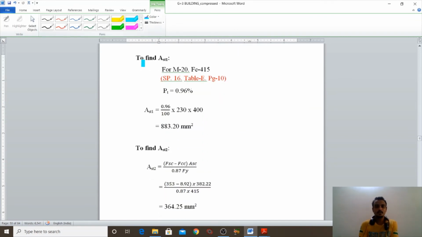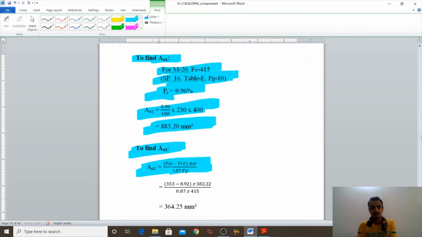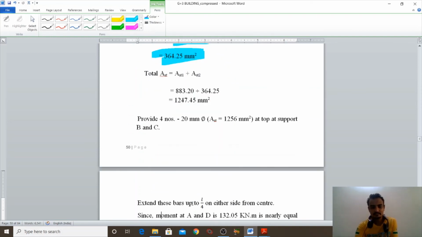Now we have to find out Ast1 for M20. Pt is 0.96 from the SP60 Table A, page number 10. From the Pt we can find out Ast1, 883.2 mm square. To find out Ast2, we have the equation fsc minus fcc into Asc divided by 0.87 fy. So here is the equation, Ast2 is 364.25 mm square.